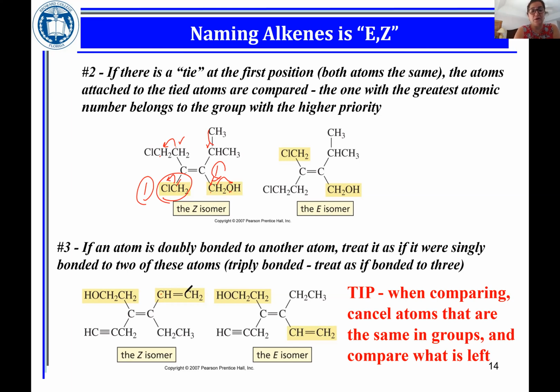When you have a carbon-carbon double bond, that means the carbon is attached to two other carbons. So in this case, the carbon is attached to two other carbons, and when you come down here, this carbon is attached to two hydrogens and one carbon. So that makes the priority go to the carbon-carbon double bond. So if you have a double bond over a single bond, the double bond takes the priority.